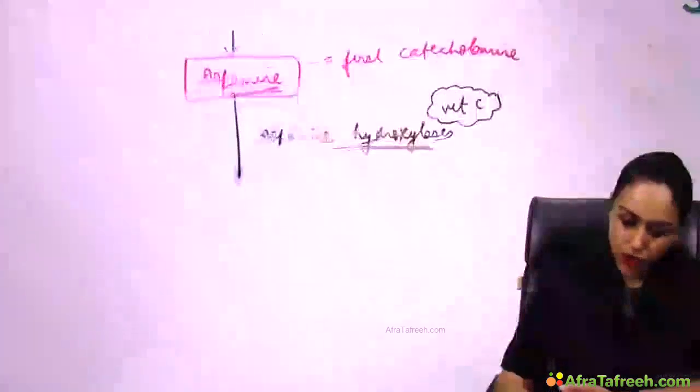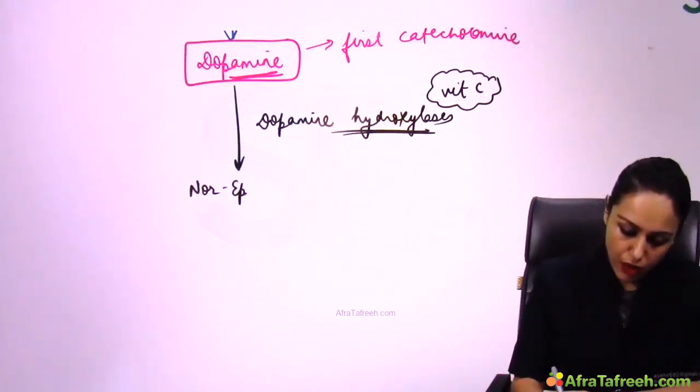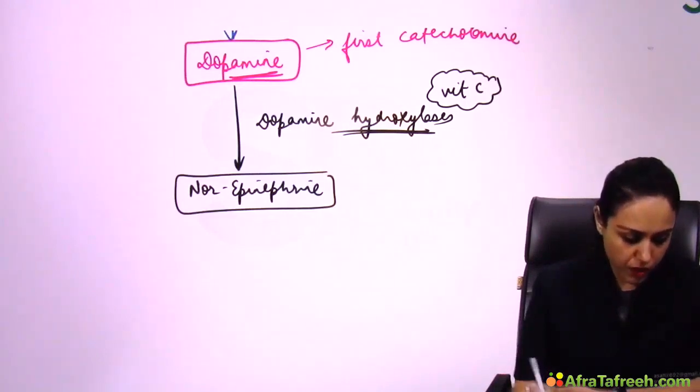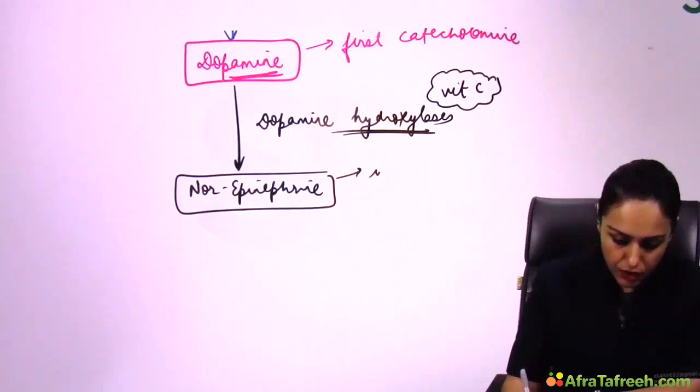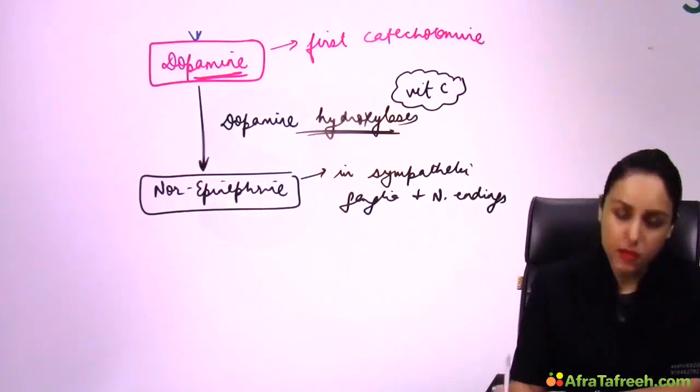And by this hydroxylase enzyme, dopamine gets converted to norepinephrine, which is the next catecholamine formed. And where is this norepinephrine formed? It is formed in sympathetic ganglia and nerve endings, right?